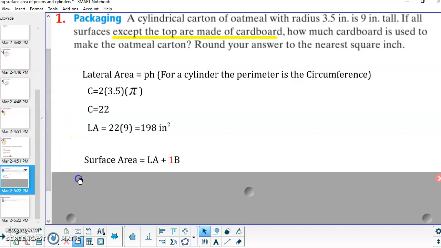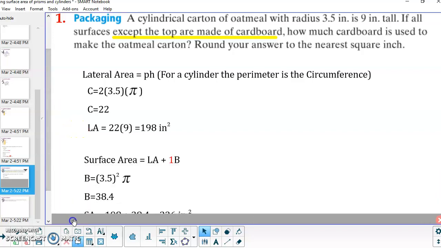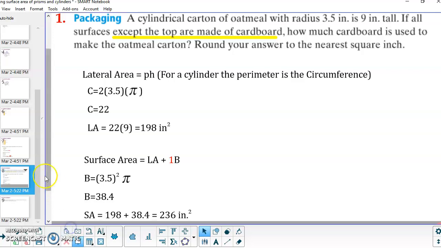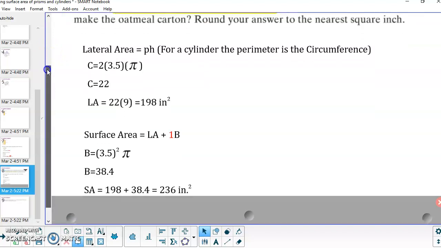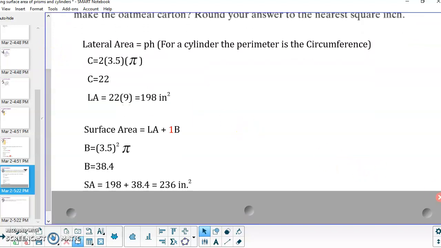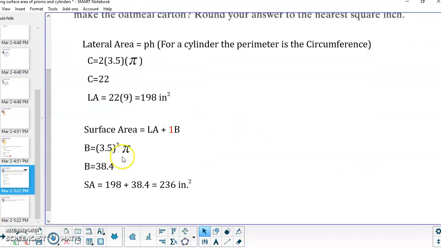So then to find the surface area, in this case, I only have one base for real this time, because it says that the top is not going to be made of that cardboard. So I need to exclude that. So I'm going to calculate my area of my one base, so 3.5 squared times pi. So that's getting me 38.4. So that one base plus that lateral area gets me 236 inches squared.